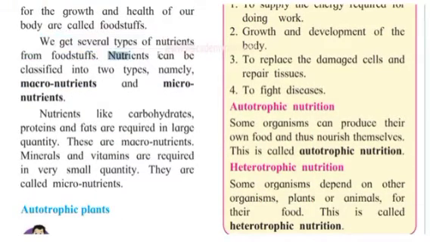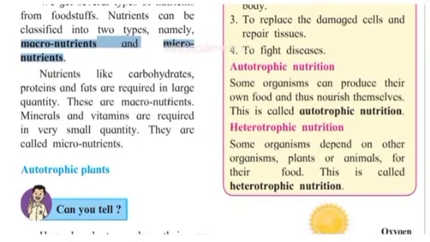Now, nutrients can be classified into two types, namely macronutrients and micronutrients. So the nutrients that we get from the food that we eat are divided into two parts, which are the macronutrients and micronutrients. Now let's study about them in detail.